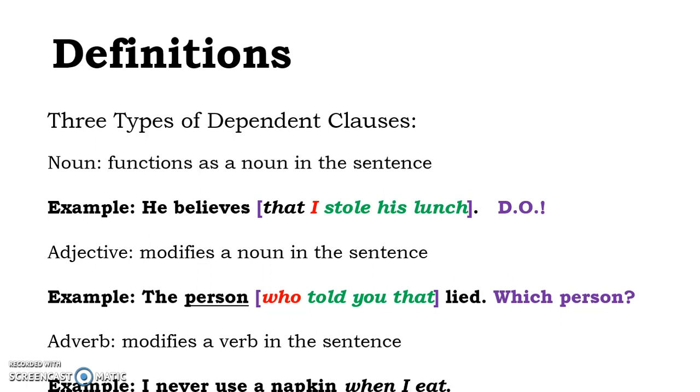Example of adverb clause: I never use a napkin when I eat. When I eat has a subject and a verb, and that thing there also has a subordinating conjunction, when. The whole thing answers the question, when. When do I never use a paper napkin? When I eat.